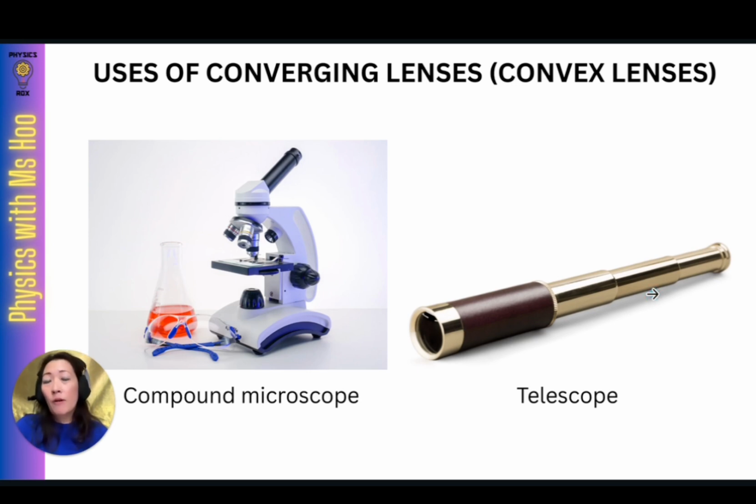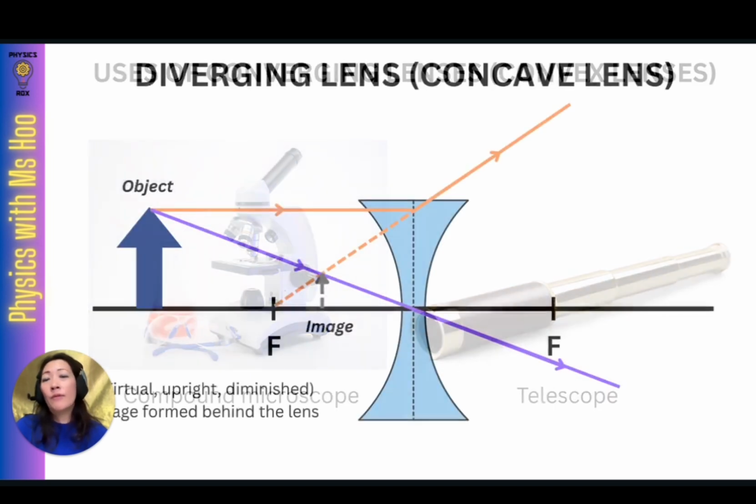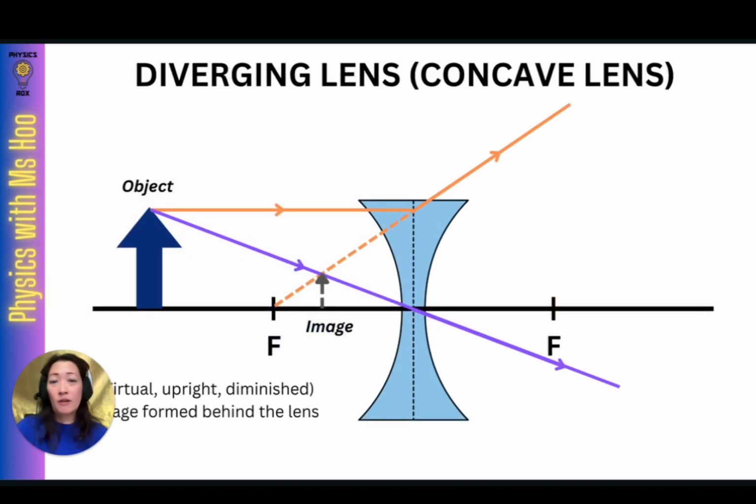Now, so far, we've only been learning about the applications and uses of converging lenses. We haven't gone through any of the applications of a diverging lens or a concave lens yet.